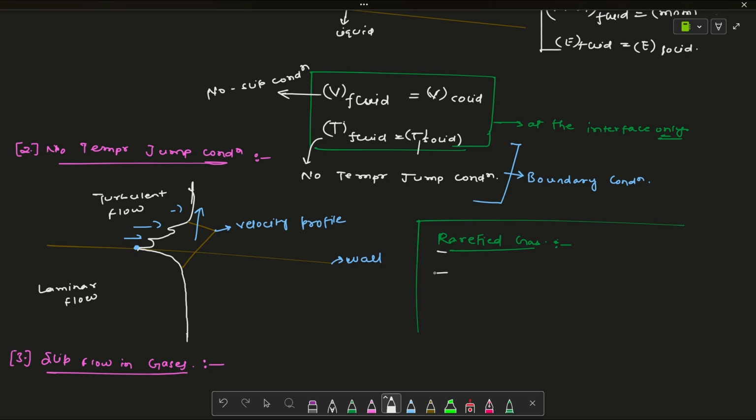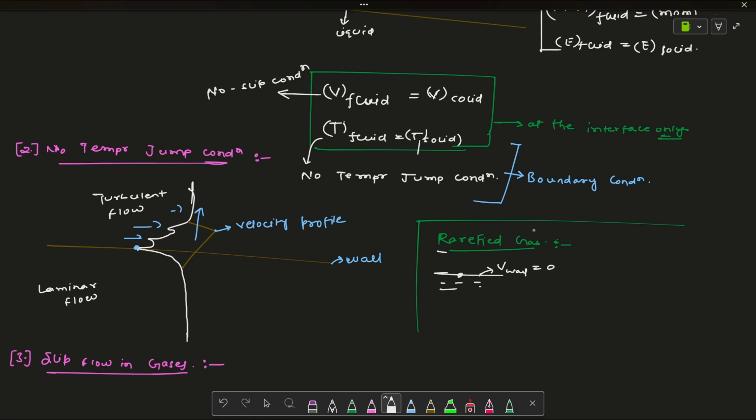For example, here is the interface and the rarefied gases are flowing. In that case we can't say that the no-slip condition will follow. Let's suppose the velocity of the wall is 0. This pipe is not moving, so the velocity of the wall is 0 and the fluid is flowing, right? So we can't say that the velocity of the fluid is equal to the velocity of the wall and should be equal to 0 at the interface. No, we can't say that.